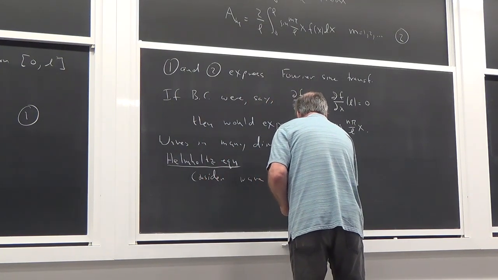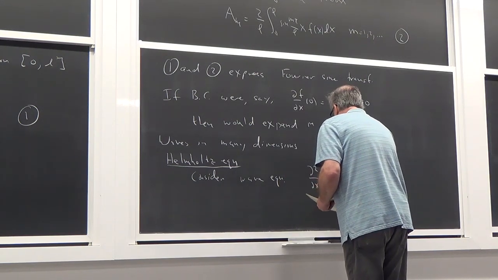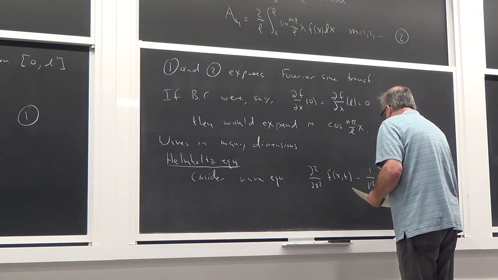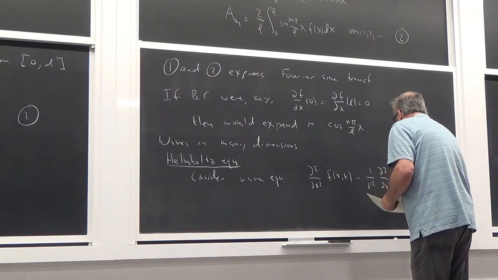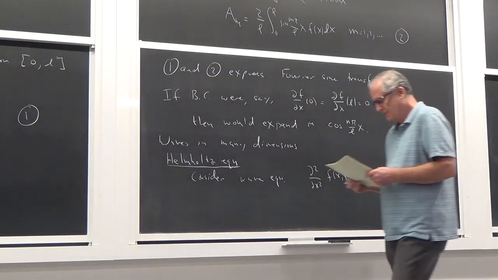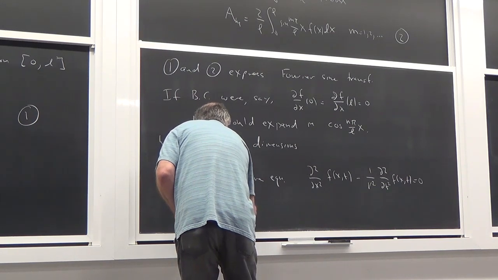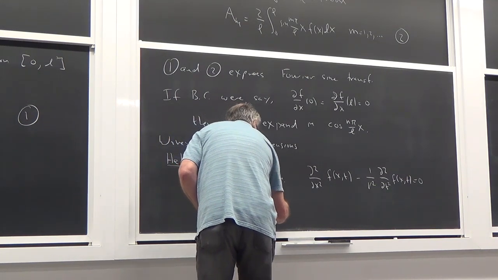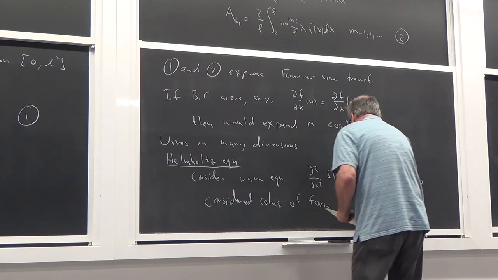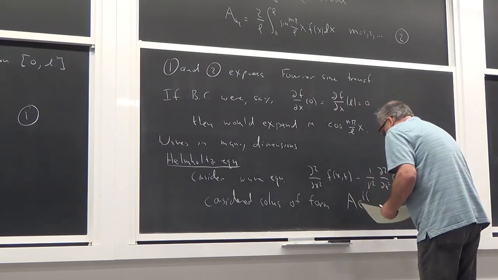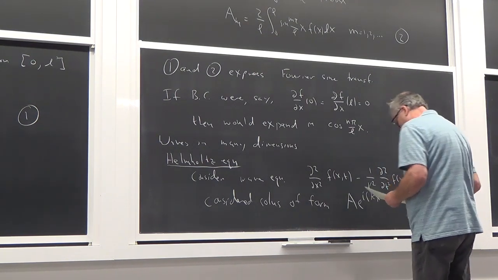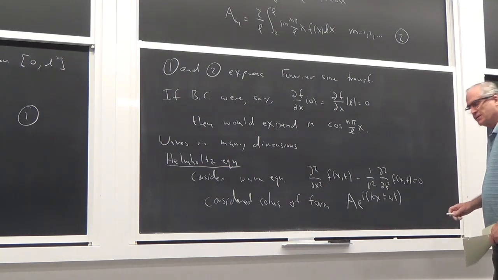d squared by dx squared of the function of x and t minus 1 over v squared d squared by dt squared f of x and t equals 0. And we considered solutions of the form some coefficient times e to the i kx plus or minus omega t. We refer to these as plane waves.